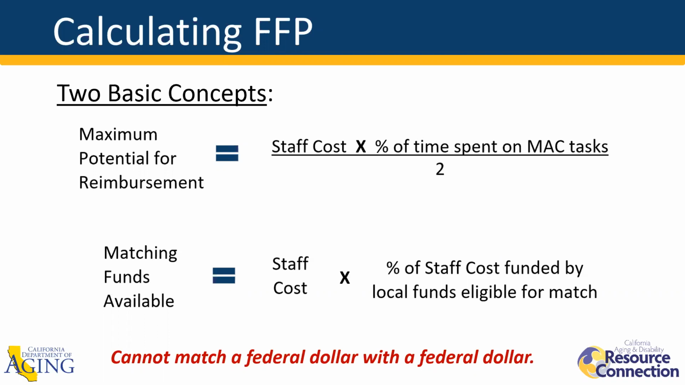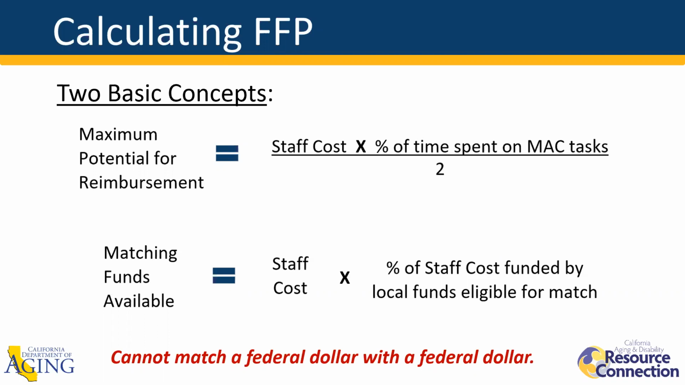Now, just because we know how much the maximum potential for reimbursement is, doesn't mean that we'll be able to claim that entire amount. It really depends on how much of Jean Smith's position is actually funded by local funds that are even eligible for match. So remember, the feds are only going to match half of what the state puts in using its own dollars. FFP can't be claimed for activities that are already reimbursed by another source, such as a Medi-Cal service, other federal dollars, or a third-party payer.